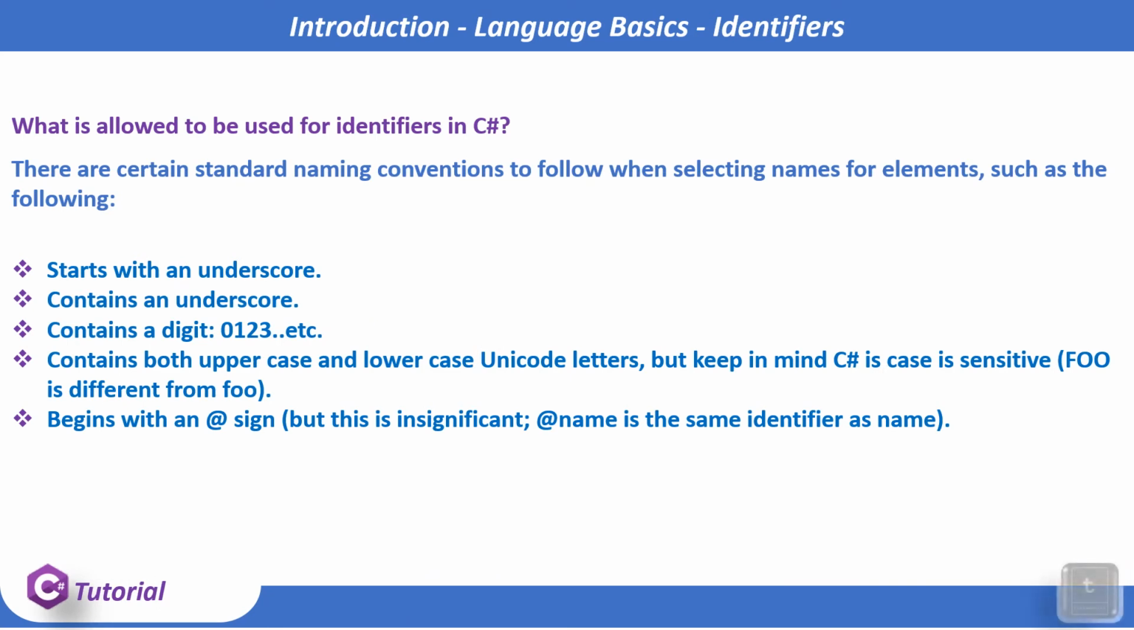What is allowed to be used for identifiers in C#? There are certain standard naming conventions to follow when selecting names for elements, such as the following: starts with an underscore, contains an underscore, contains a digit like 0, 1, 2, 3, etc. Contains both uppercase and lowercase Unicode letters, but keep in mind C# is case sensitive, foo is different from Foo. Begins with an @ sign, but this is insignificant. @name is the same identifier as name.